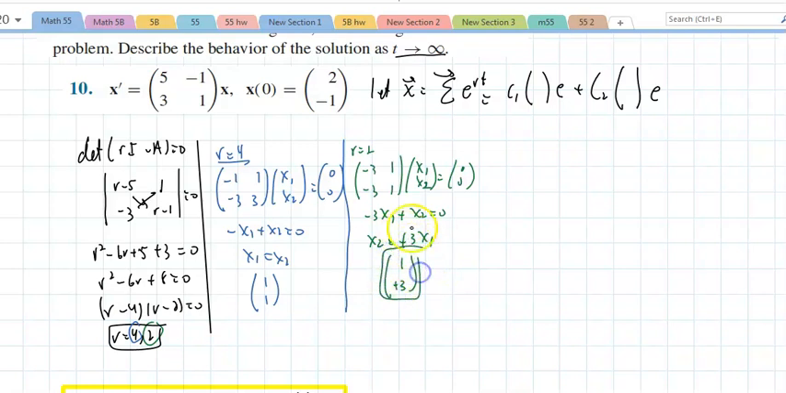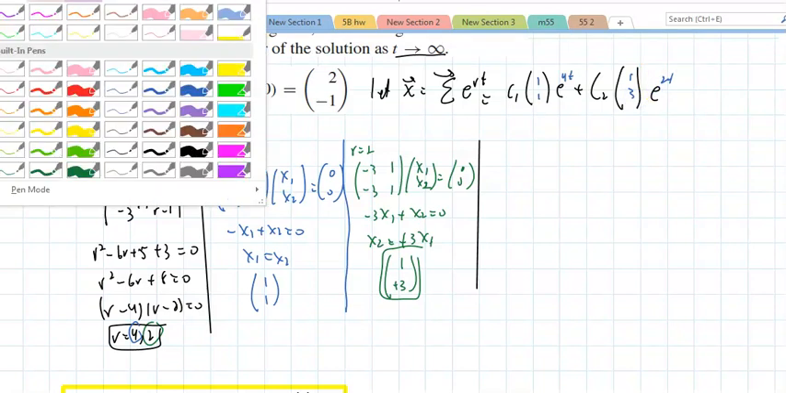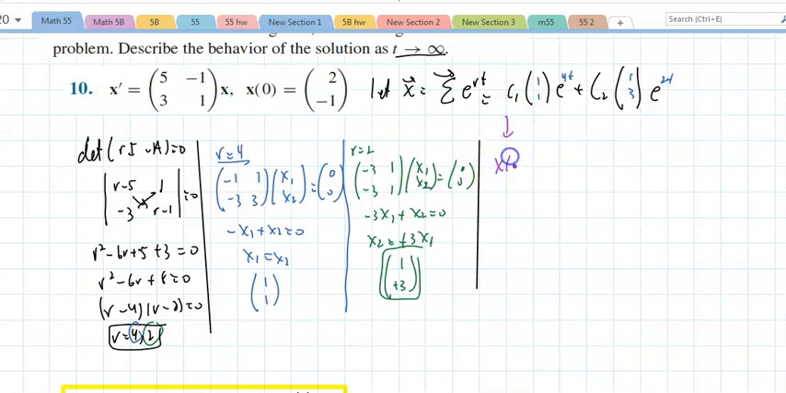Same thing. Now, I do know what the solution looks like, so I already filled in the blanks. This is 1, 1 e to the 4t, and this is 1, 3 e to the 2t. That's the actual solution, right? Now, if I say x of 0, this is really C1 plus C2, C1 plus 3C2, and that's going to equal 2, negative 1. So basically, I'm solving systems of equations.